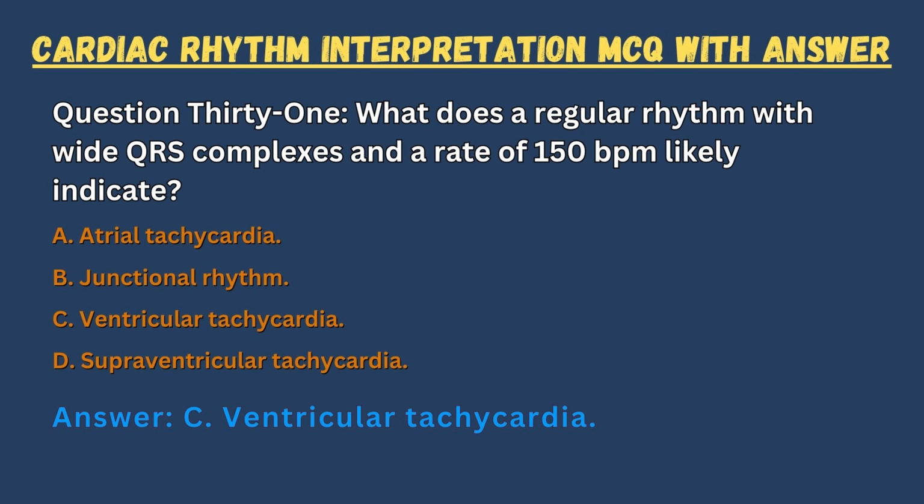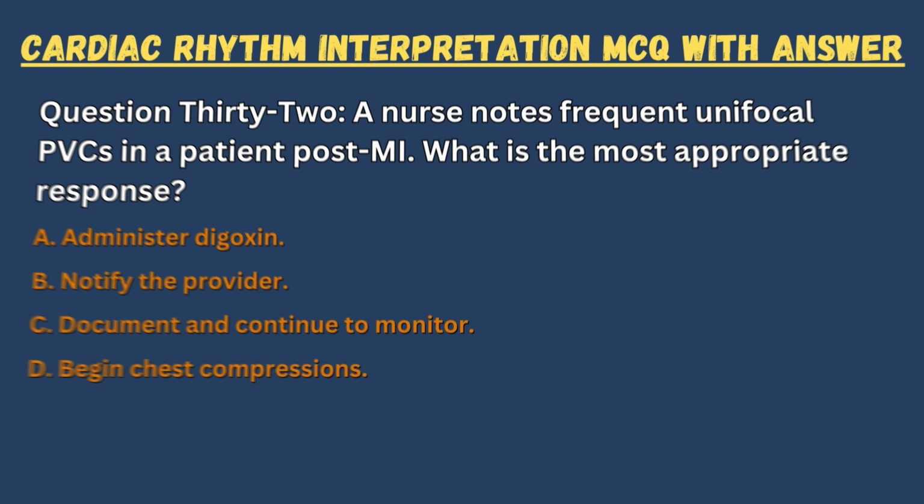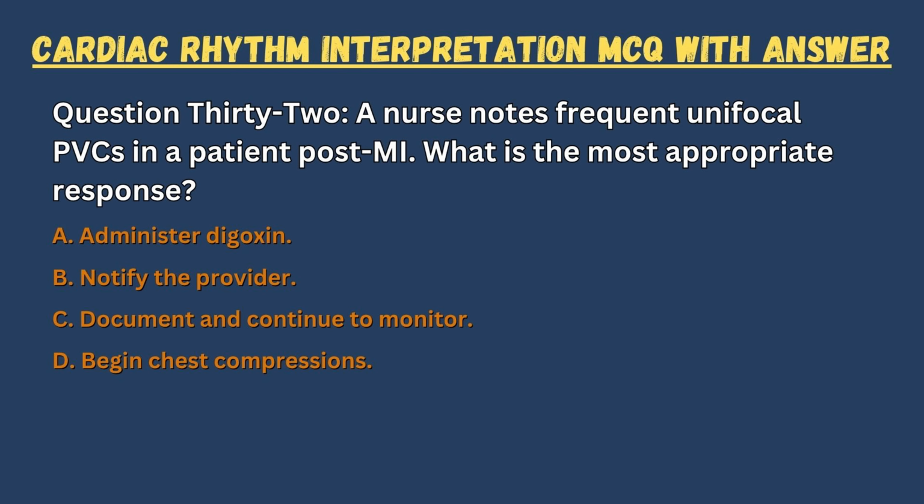Answer: C. Ventricular tachycardia. Question 32. A nurse notes frequent unifocal PVCs in a patient post-MI. What is the most appropriate response? A. Administer digoxin. B. Notify the provider. C. Document and continue to monitor. D. Begin chest compressions.